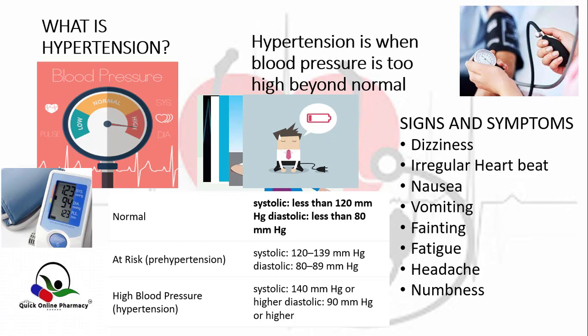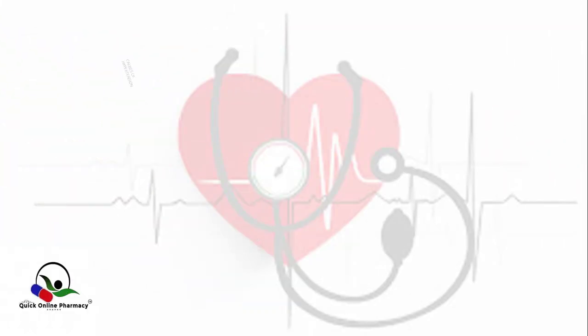And then numbness is like a kind of stroke, where you lose feeling in some body parts. Like you may no longer feel your leg, you may no longer feel your arm. That is called numbness. It's also a sign of hypertension. So we can come to the causes of hypertension. What causes hypertension?